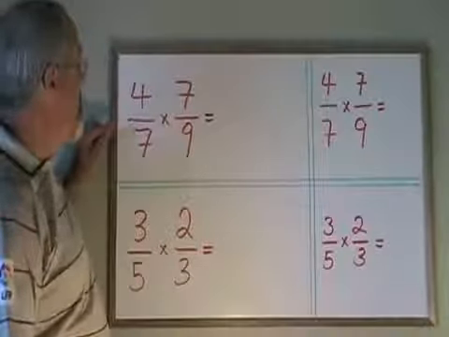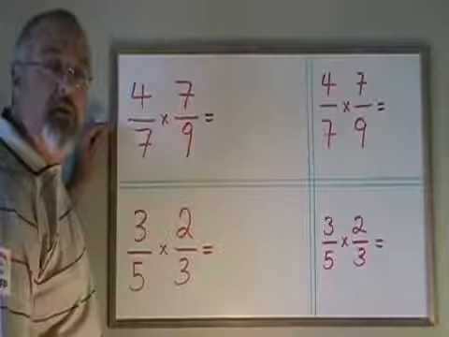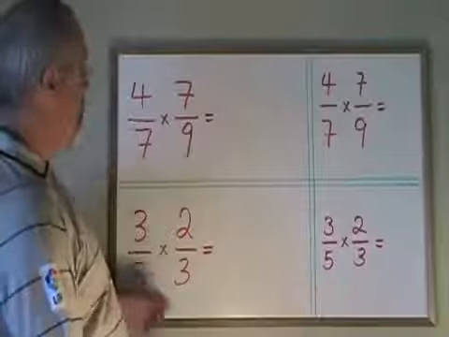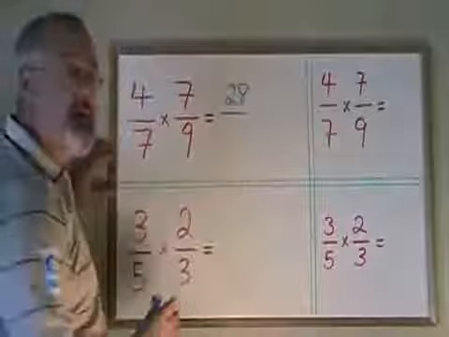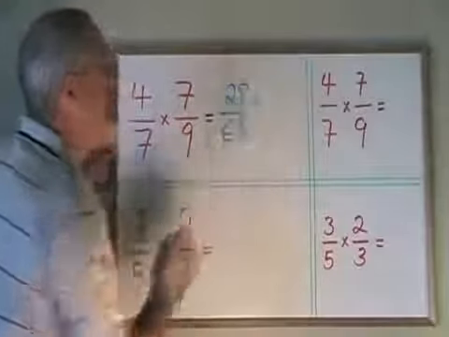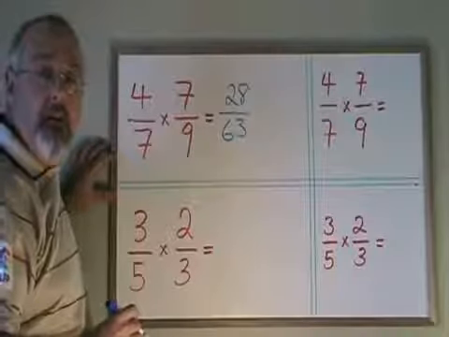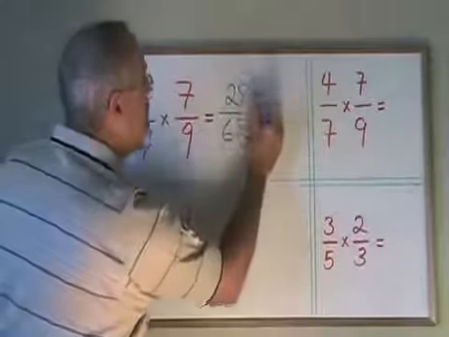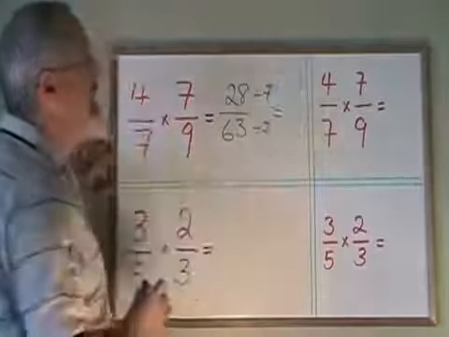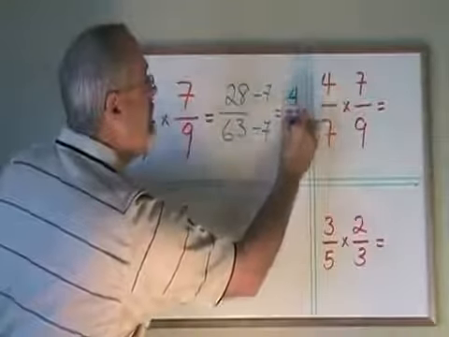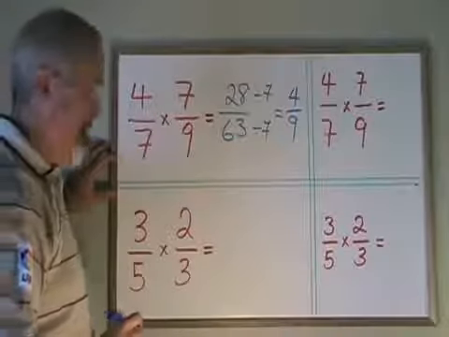Let's look at this question, 4/7 times 7/9, and try doing it the usual way without canceling. 4 times 7 is 28, and 7 times 9 is 63. This fraction can be reduced. The top and the bottom have a common factor of 7. So if I divide both top and bottom by 7, I get 4/9 as my answer.